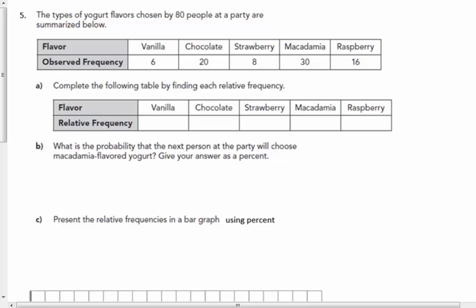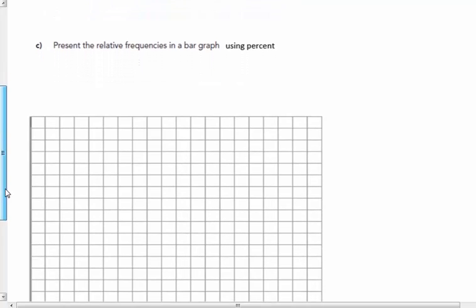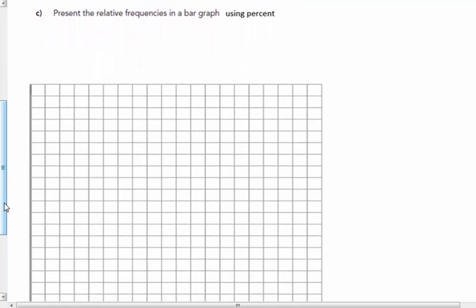The types of yogurt flavors chosen by 80 people at a party. Good to know the total. They are summarized below. The flavor: vanilla, chocolate, strawberry, macadamia, and raspberry flavored yogurt. Complete the following table by finding each relative frequency. I'm going to read all the parts here before I answer that. Part B, what is the probability that the next person at the party will choose macadamia flavored yogurt? Give your answer as a percent. And part C says, looks like we're going to be drawing a graph. Present the relative frequencies in a bar graph using percent.